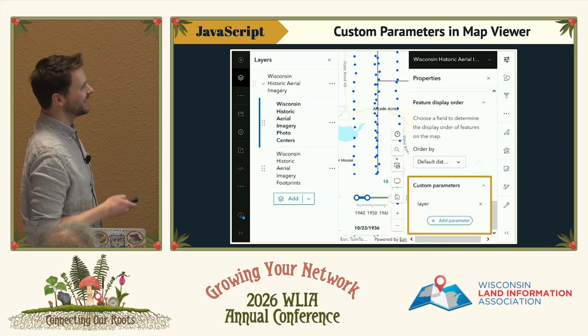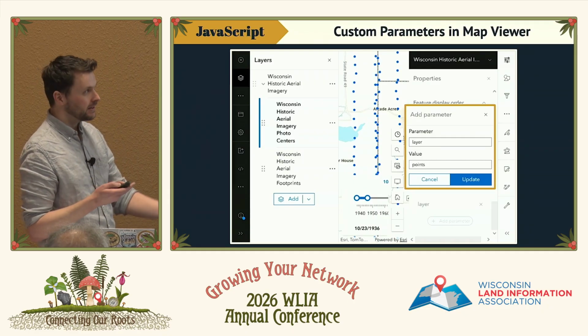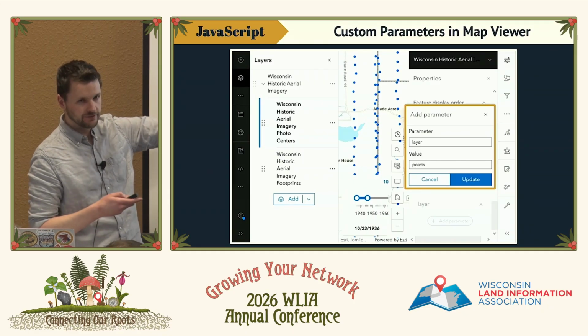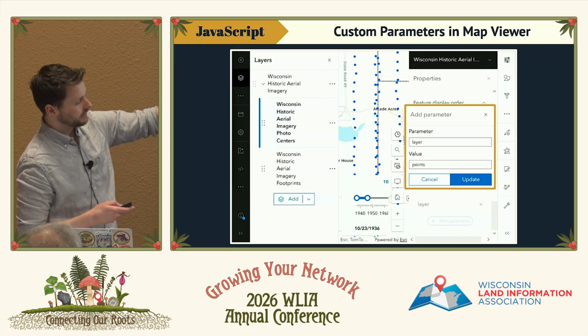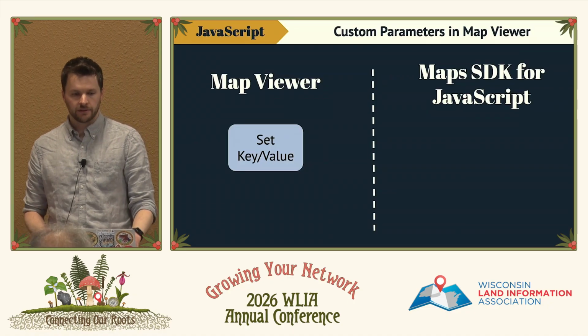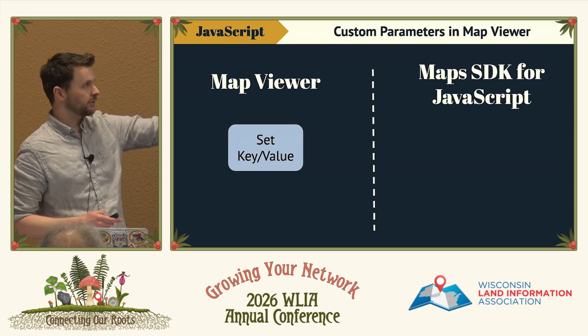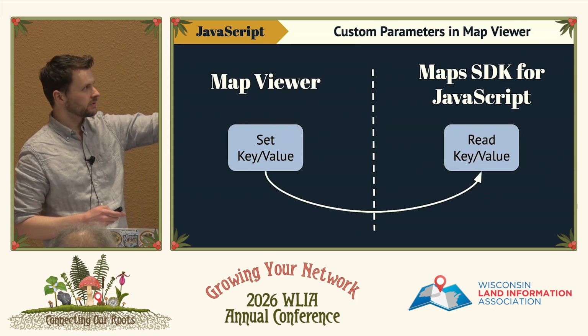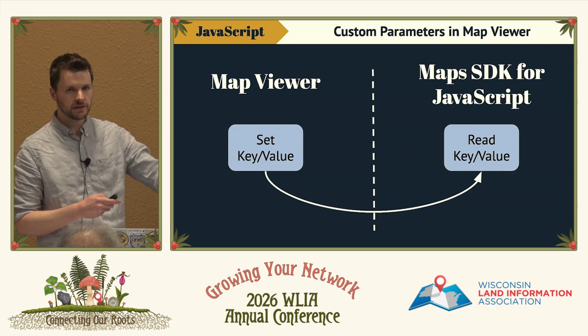Oh, okay, cool. Yeah, so when you click on that, you can add a parameter and a value, so a key value pair. Here in this example, I've got layer and points. And the advantage of that is you set it in Map Viewer, and you can access it somewhere else, like the SDK for JavaScript. You can read in that key value pair.